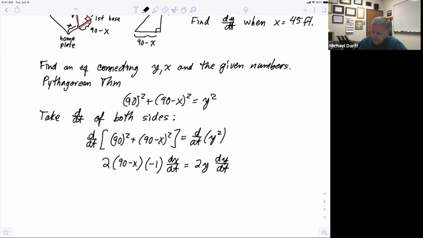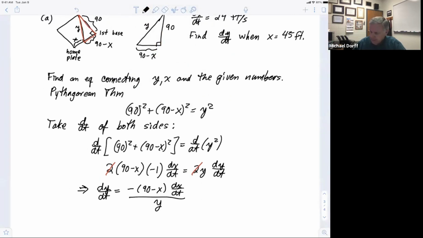So from here, since I'm trying to solve for dy/dt, I'll put dy/dt first and divide both sides by 2y. The 2's are going to cancel each other out. And so now I'm going to have minus (90 minus x) times dx/dt divided by y.